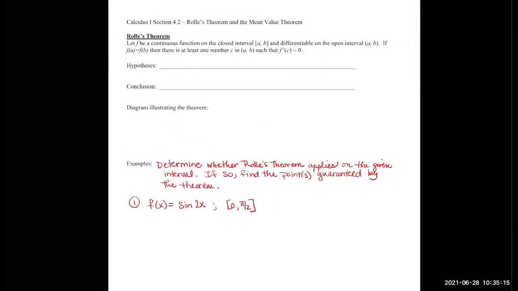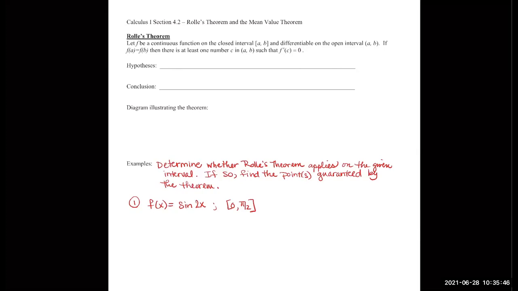Section 4.2 is really about a big theorem in calculus called the mean value theorem. And we're going to start our discussion, though, talking about Rolle's theorem. Rolle's theorem is actually a corollary of the mean value theorem. That means that it's a result that follows directly from the theorem. Really, Rolle's theorem is a special case of the mean value theorem. That's one way that you can think about it.